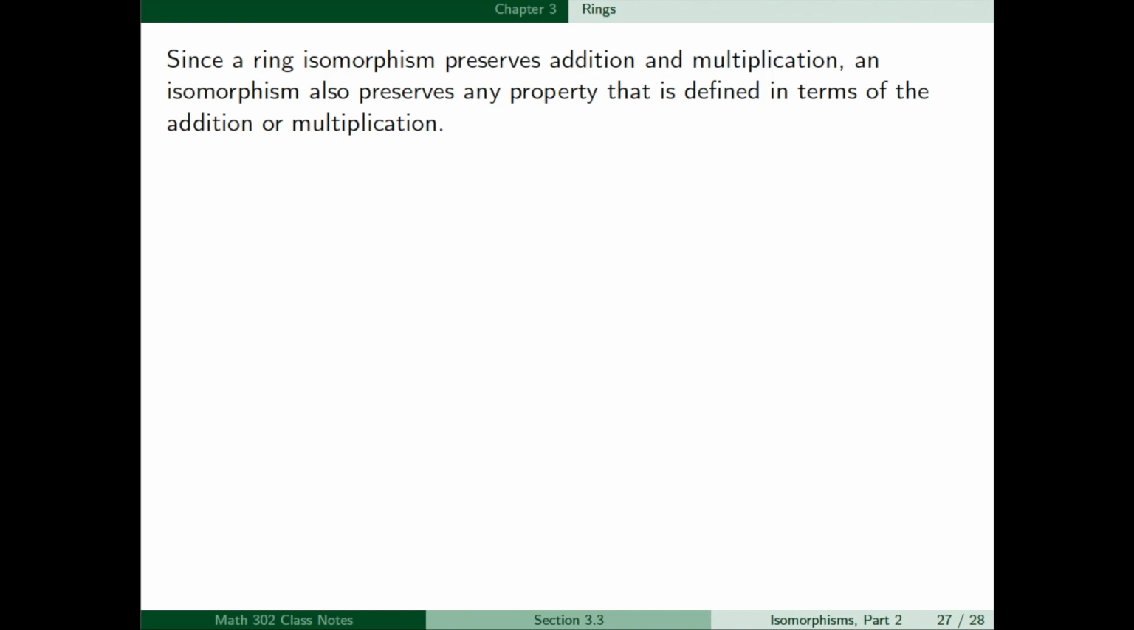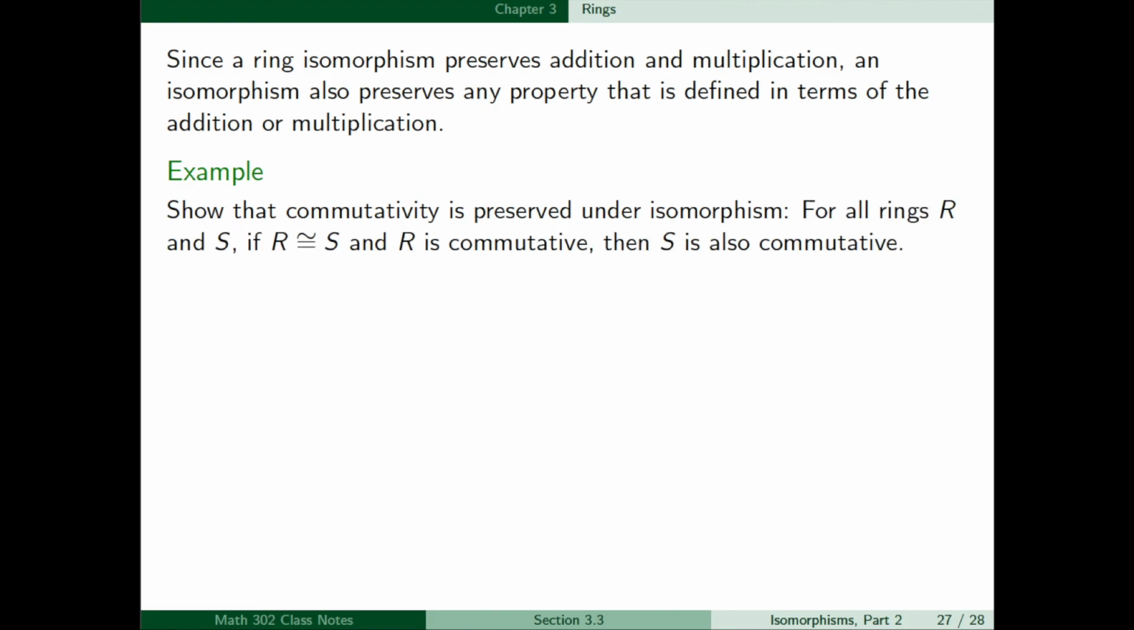Now, since a ring isomorphism preserves addition and multiplication, an isomorphism also preserves any property that is defined in terms of the addition or multiplication. For example, we can show that commutativity is preserved under isomorphism. And this means for all rings R and S, if R is isomorphic to S and R is commutative, then S is also commutative.